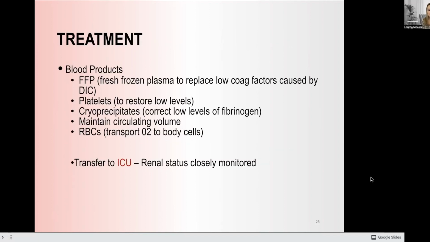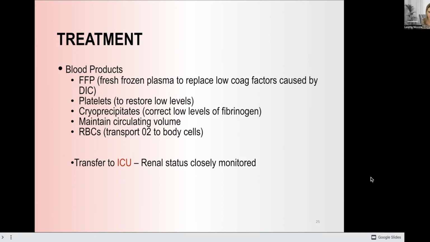Treatment. We may give her anything from FFP, fresh frozen plasma, to replace those coag factors. We may give her platelets to restore low levels. Remember what your normal platelet count is. Okay, think about that. Cryoprecipitate corrects low levels of fibrinogen, and maintains circulating volume, and replaces RBCs. So she may have packed RBCs to transport oxygen to the body's cells.